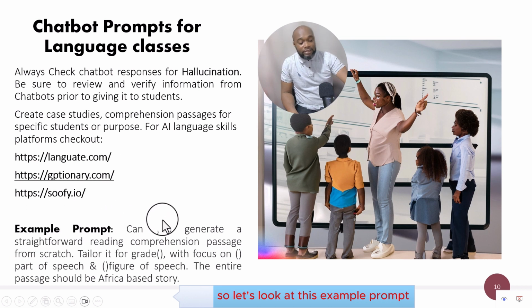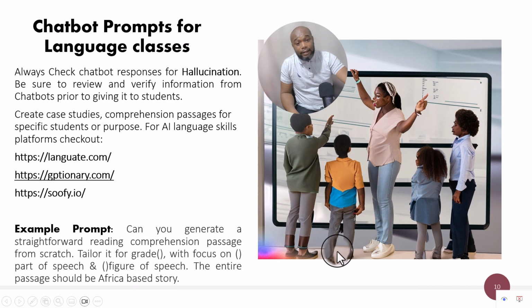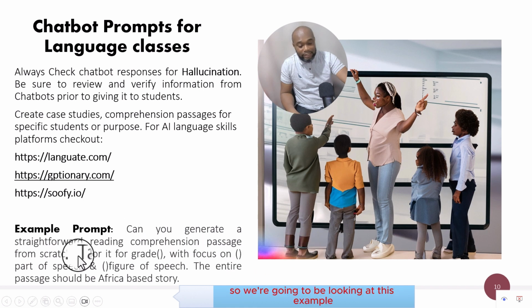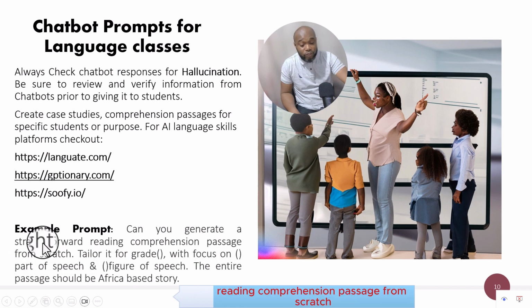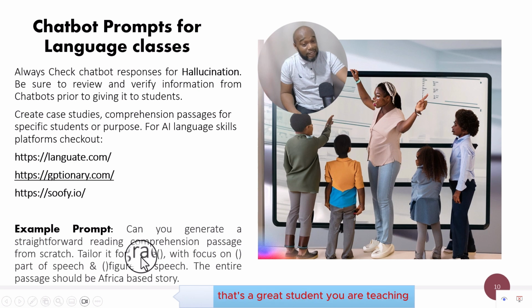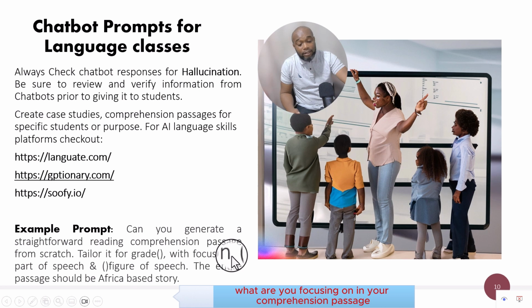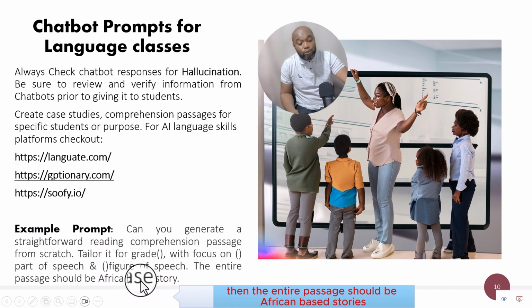So let's look at this example prompt. I'm going to show you how you can type it into the GPTs and get results. Can you generate a straightforward reading comprehension passage from scratch? Tailor it for grade, that's the grade of the student you're teaching, with focus on what you are focusing on in your comprehension passage: part of speech, focus on what part of speech, and figure of speech if you're interested in adding that to the comprehension passage. Then the entire passage should be African-based stories.